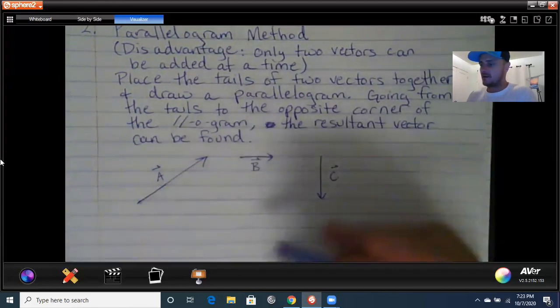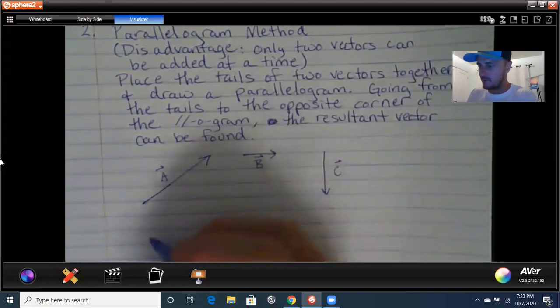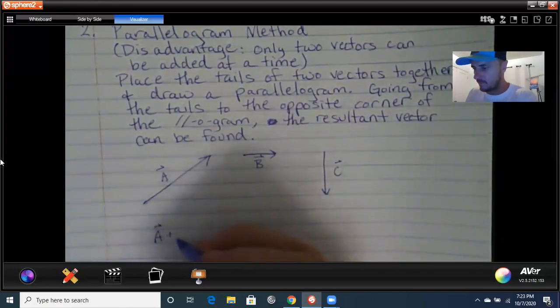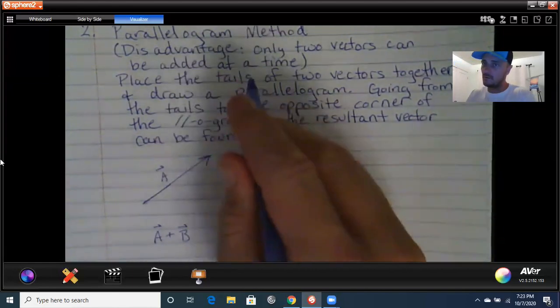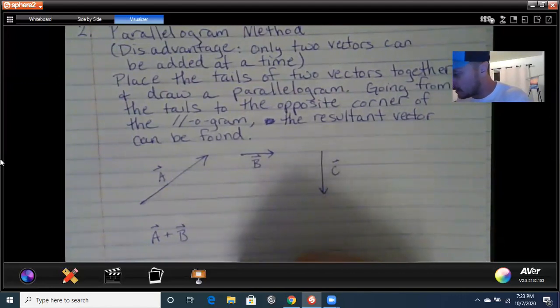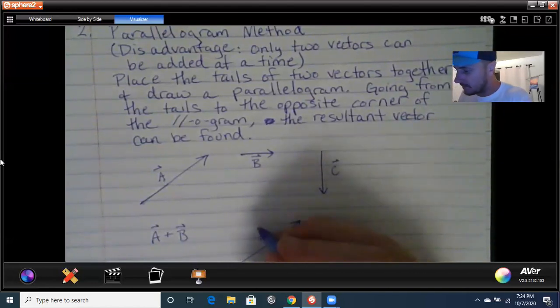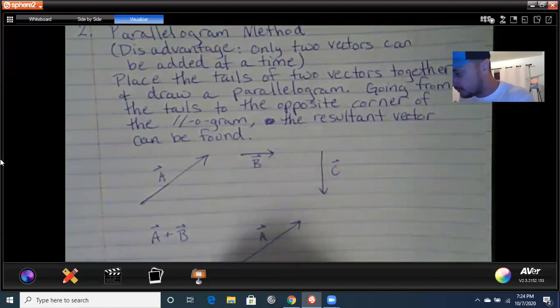All right, let's go ahead and get into the method. So I'm going to draw a parallelogram using A and B first. So I'll write A plus B real fast. And using my new rules, not the head to tail rules that we just learned, my new rules say, I'll take my vector A, something like that. And I'm going to take the tail of B and place it on the tail of A. So it looks like that.